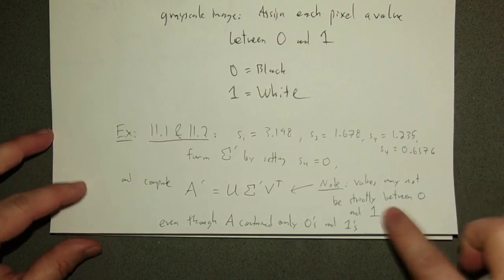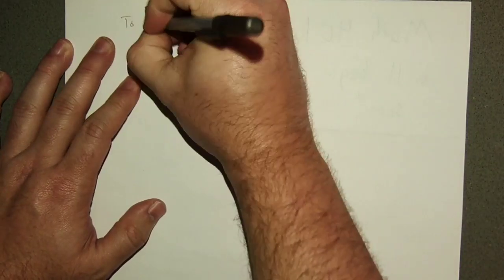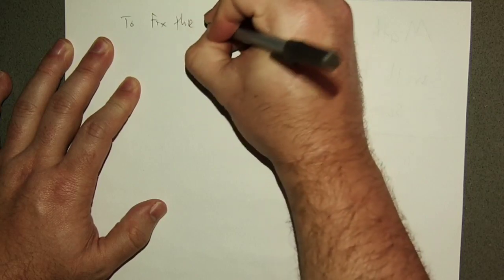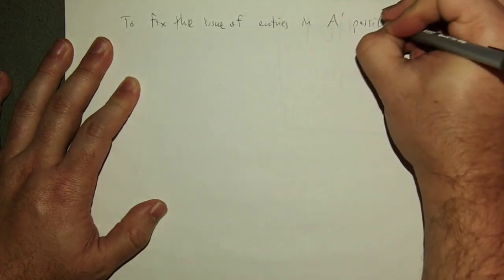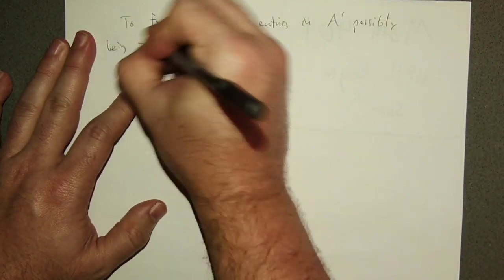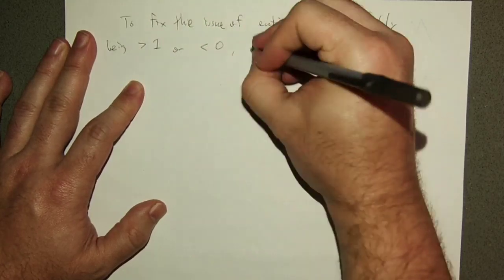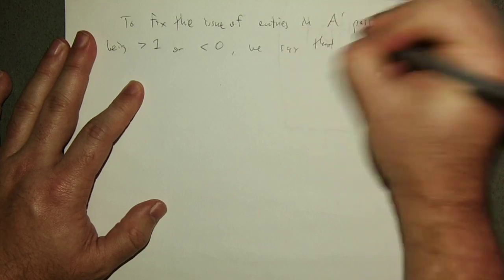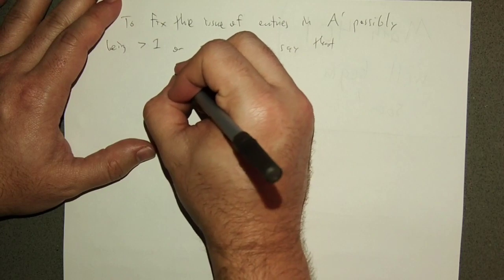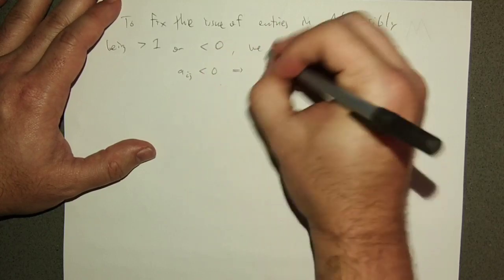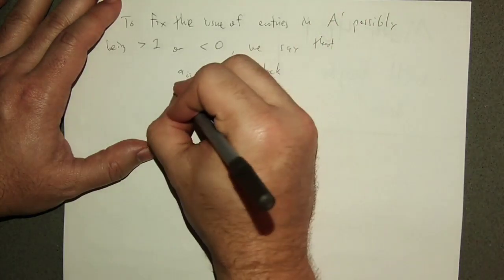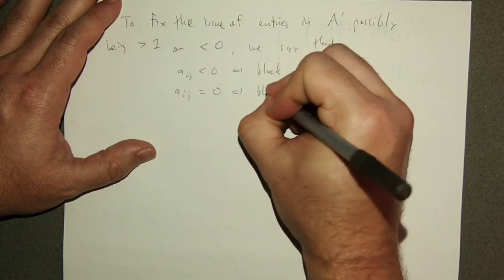Okay. And so I should say here, to fix the issue of entries in A prime possibly being greater than 1 or strictly less than 0, we say that A sub ij less than 0 implies that entry, that pixel is black. A sub ij equals 0 is black.